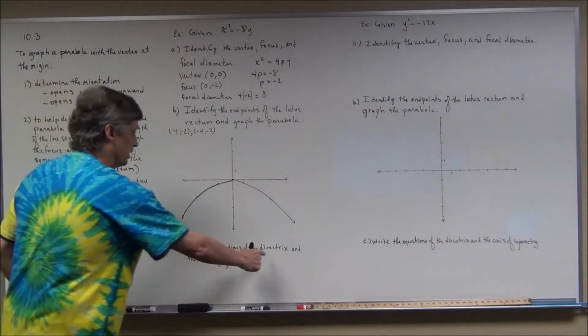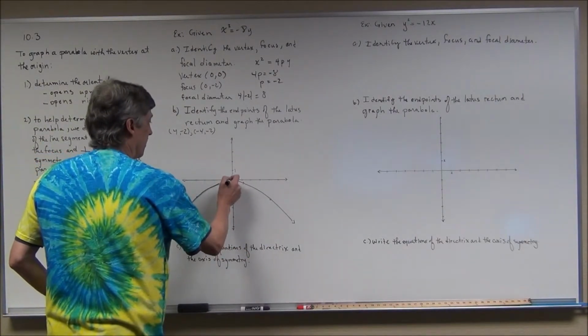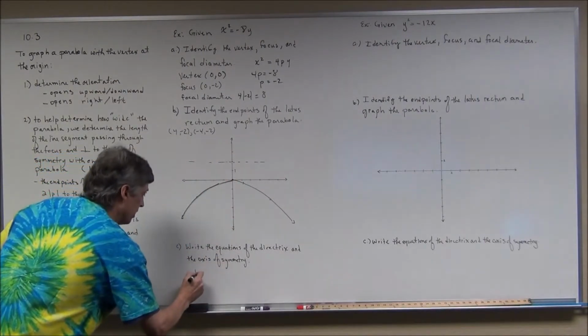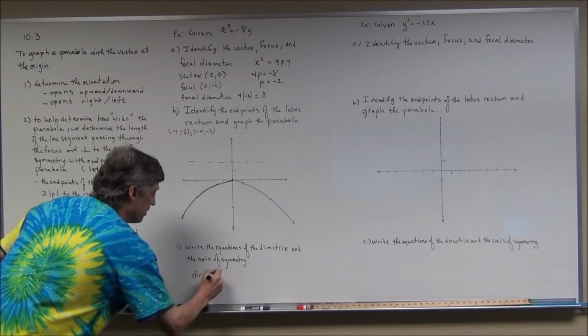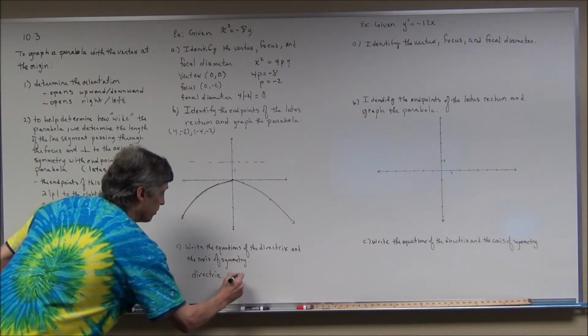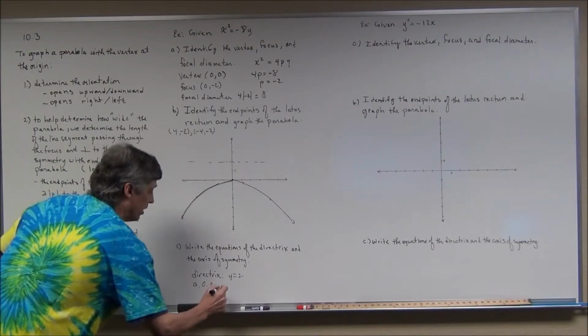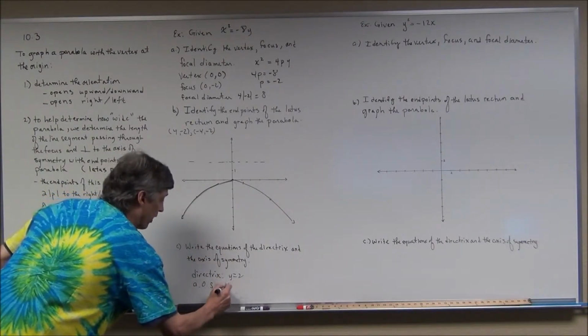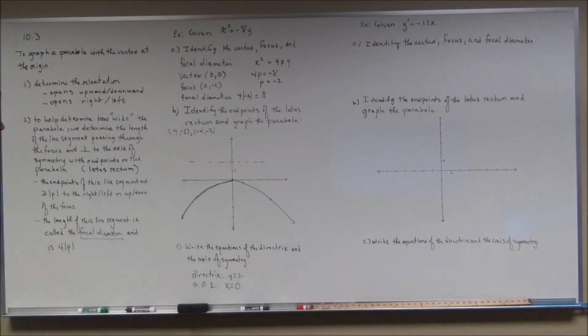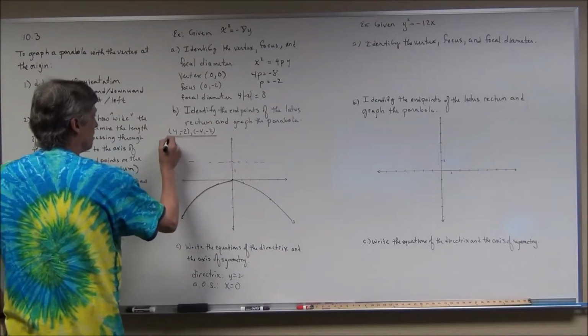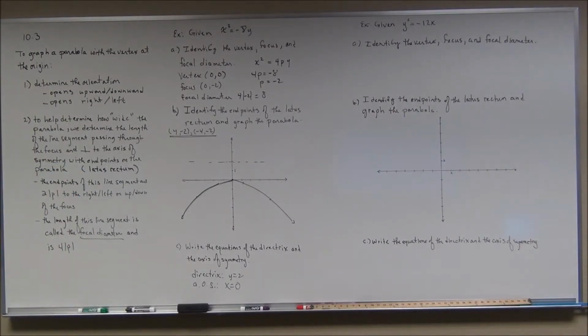of symmetry. As for the directrix, remember that's up here, p units up here. So the directrix is y equals 2. The axis of symmetry, I'll just abbreviate here, is the y-axis, or x equals 0. And these are the endpoints here. All right. Hopefully that one looks okay to you. Let's jump over here to this next one.